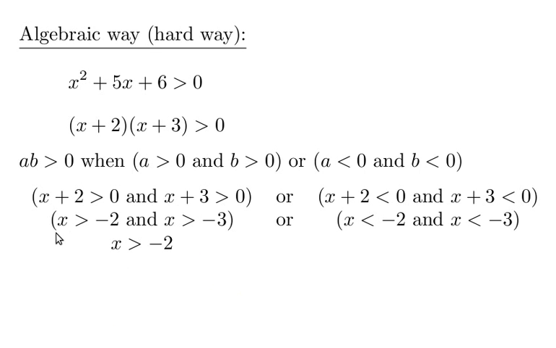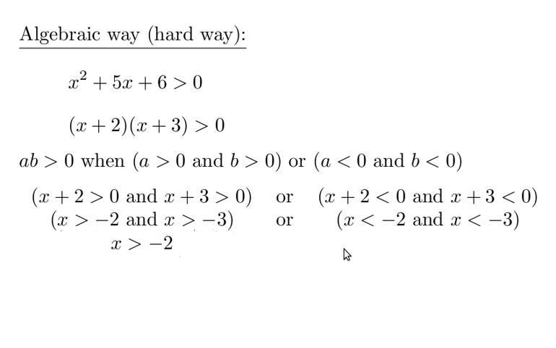So we've simplified this entire expression down to x is greater than -2, because any time x is greater than -2, it's also going to be greater than -3. But that doesn't work the other way around. What if it's -2.5? Well, -2.5 is going to be greater than -3, but it's not going to be greater than -2. So x is greater than -2 and x is greater than -3 simplifies down to x is greater than -2.